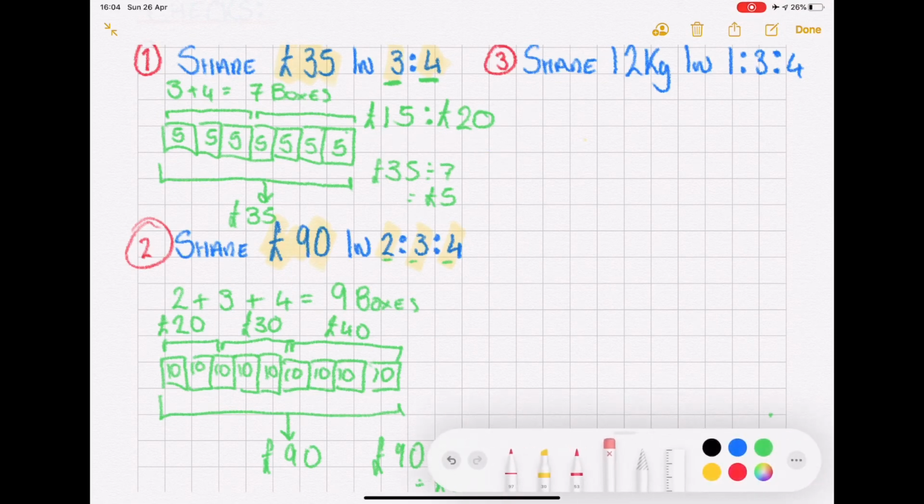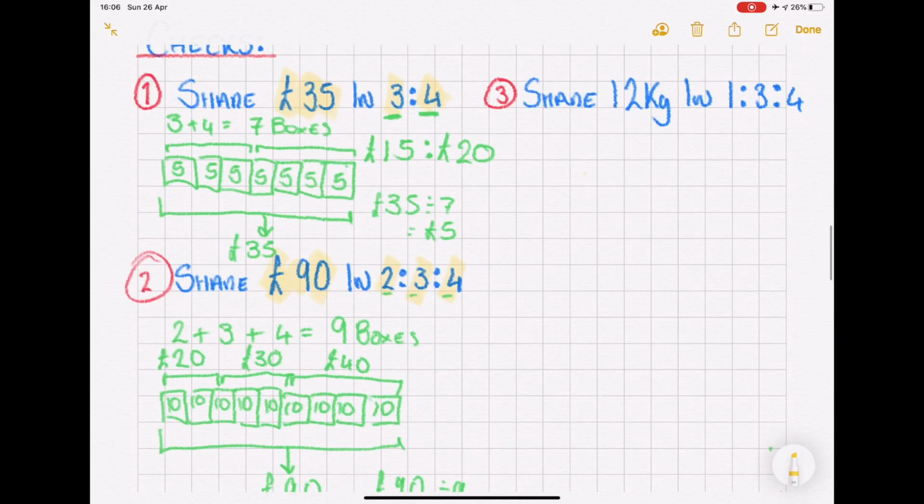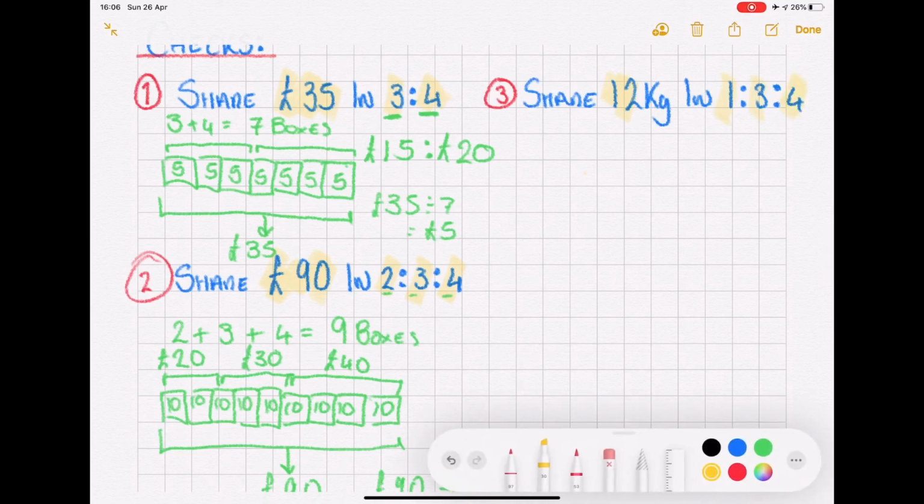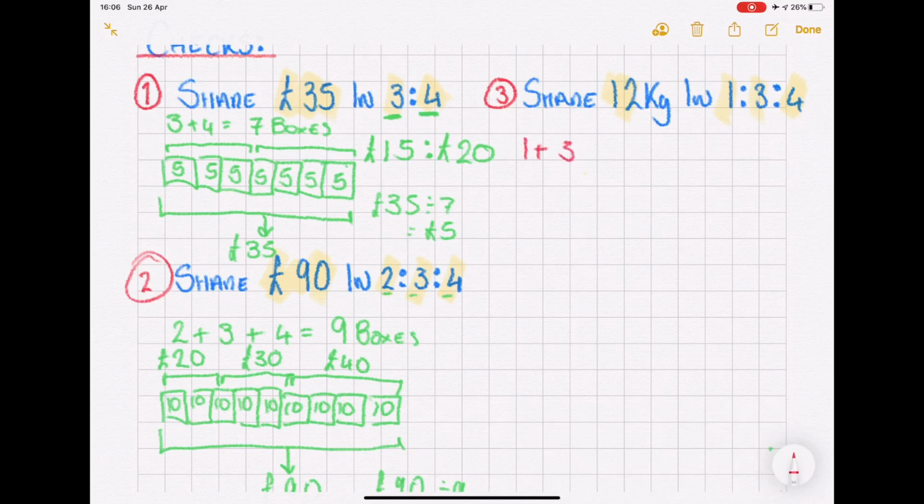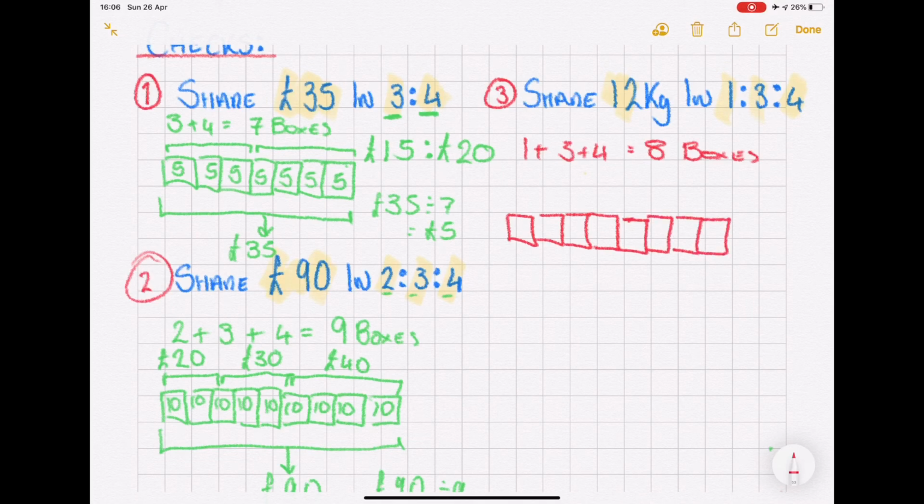for this third example over here. Let's do it in red, why not? See what happens. So we're going to share 12 kilograms in the ratio 1 to 3 to 4. So how many boxes are we going to need? 1 plus 3 plus 4 gives us 8 boxes. 1, 2, 3, 4, 5, 6, 7, 8. There we go. And we're going to say that's worth, it's kilograms, isn't it?